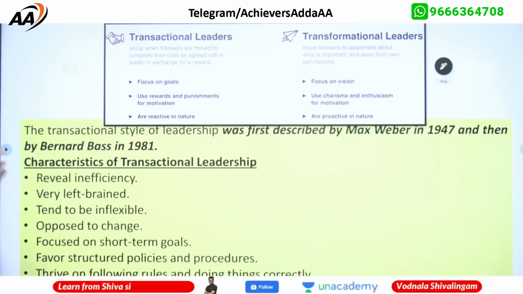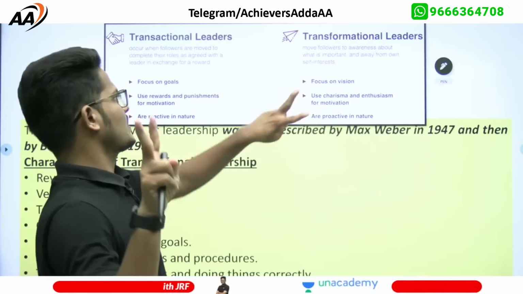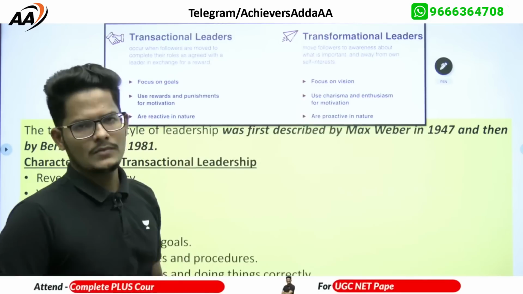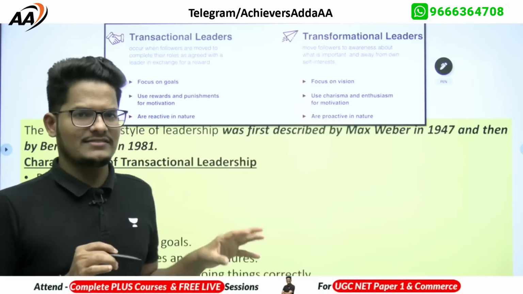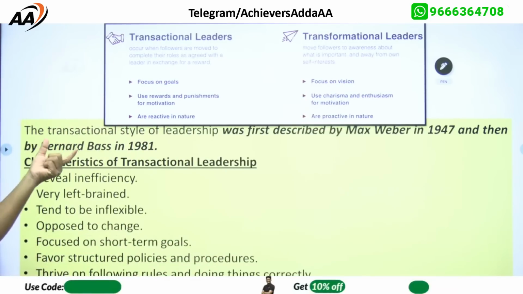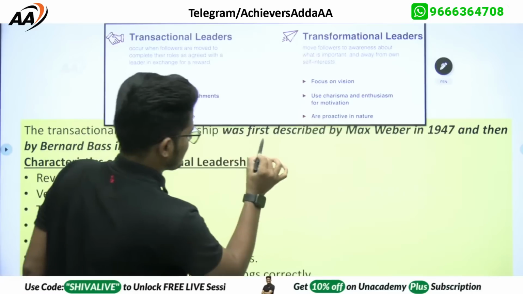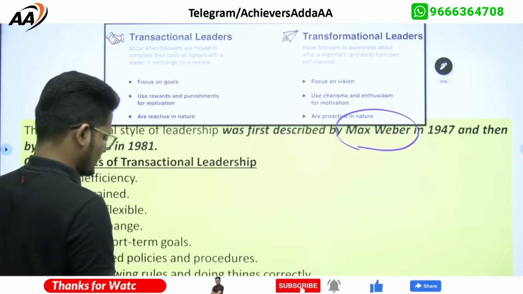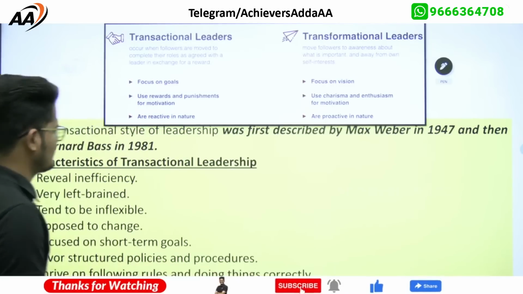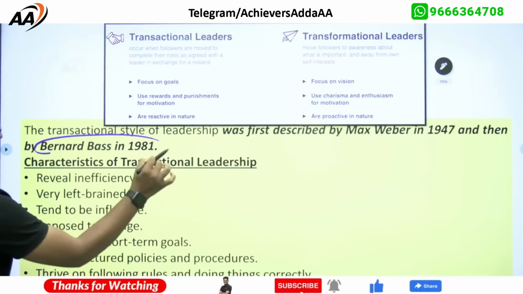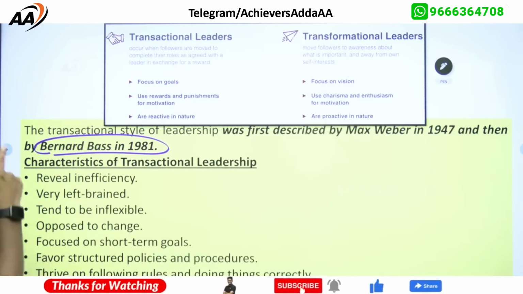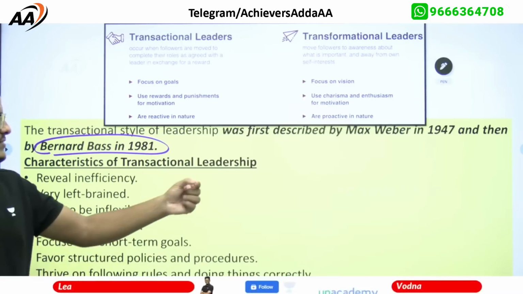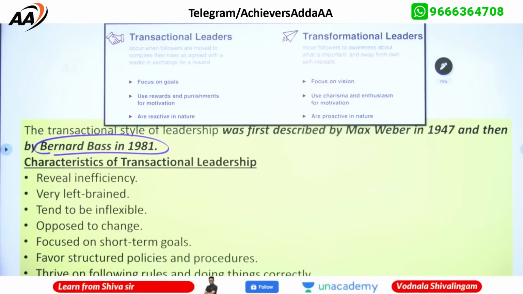So here, there are styles of leadership. Out of that, the most important two styles are transformational and transactional. The question was asked on transactional leadership. This transactional style of leadership was first given by whom? Max Weber initially gave it in 1947, then Bernard Bass in 1981. So Max Weber and Bernard Bass in 1981.